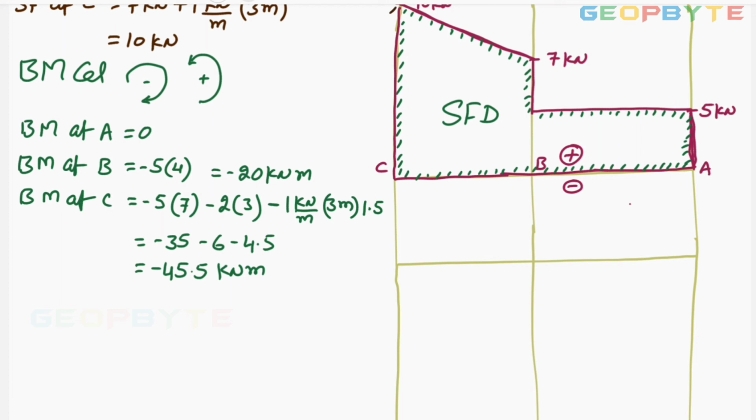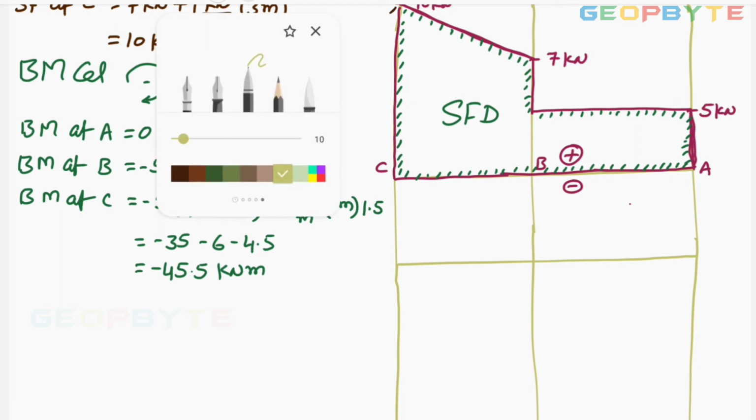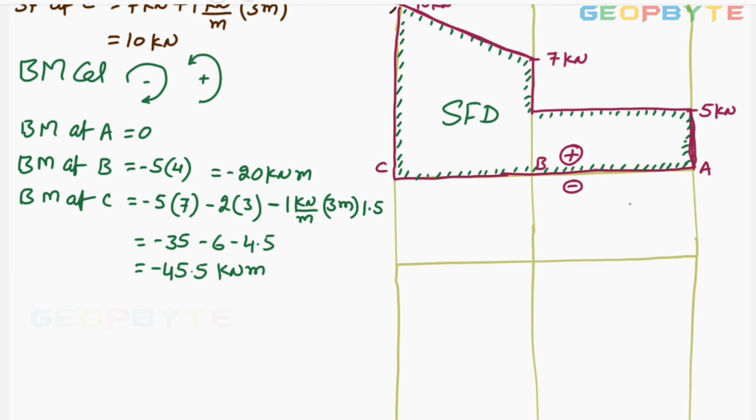As I told you, you should not select the same reference line for both SFD and BMD. Above the reference line, you take the positive values. Below the reference line, negative values. This is A, this is the B, very good, and this is the C. Next, what is the BM at A? BM at A equal to 0. BM at B equal to minus 20.